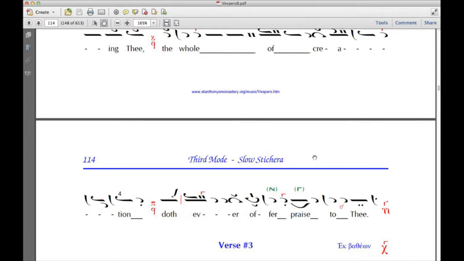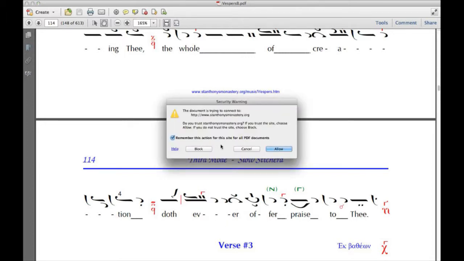Are we, this is Death Ever Offer Praise to Thee? No, raining, right? What, doth ever? Death Ever Offer Praise. Sorry. My bad, reading the line. I was looking right to the next page. That's 115. All right, sorry. Okay, let's go Death Ever Offer Praise.